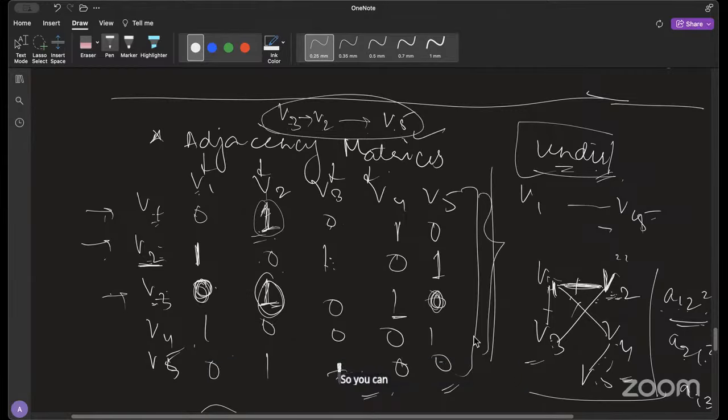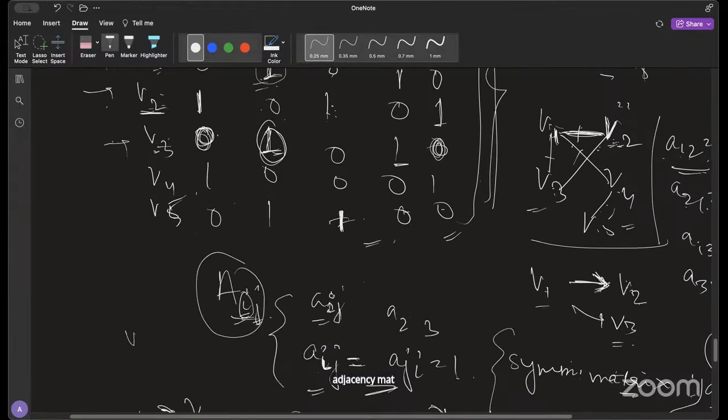That means there's a path from V3 to V5. So you can figure out reachability using this matrix too, right? The adjacency matrix helps you figure out the reachability.